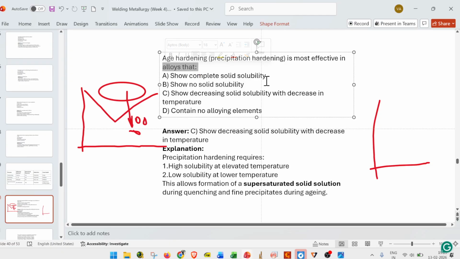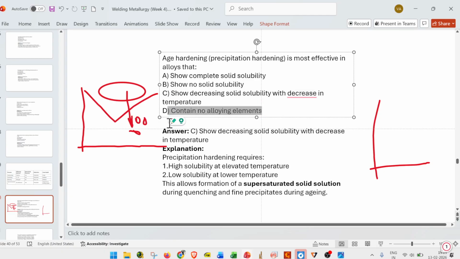Okay, shows complete solid solubility. If complete solid solubility is there, then there is no supersaturation and no precipitation. So that is not the answer. If there is no solid solubility, then also it is not, because it will be totally segregated out. So the one that shows a decrease in solid solubility with decrease in temperature, yes, that is the case where it will be formed.